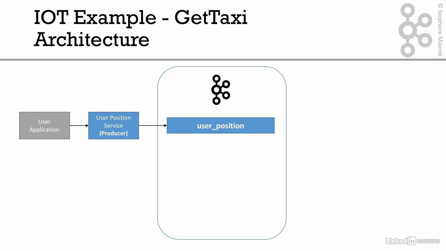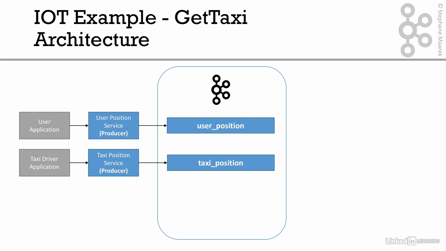So we get a high volume of data here. Then there should be the taxi driver application. Similarly, that's going to produce through a service to the taxi position Kafka topic. These two feeds are going to be quite high volume, to be honest, probably even more volume from taxis than users. That's very good volume. And I chose to make them two separate topics because I think a user and a taxi driver are two very different entities.